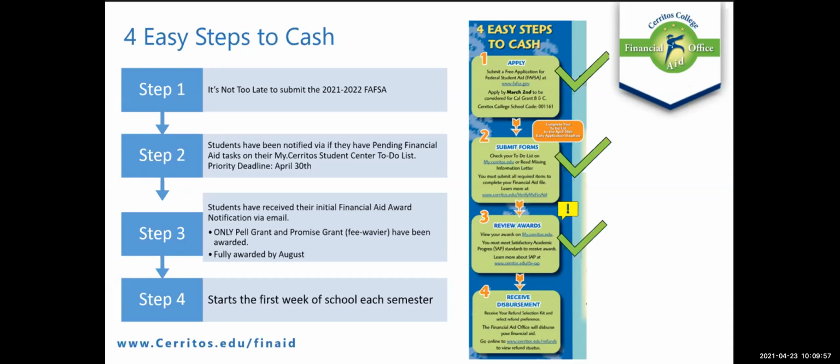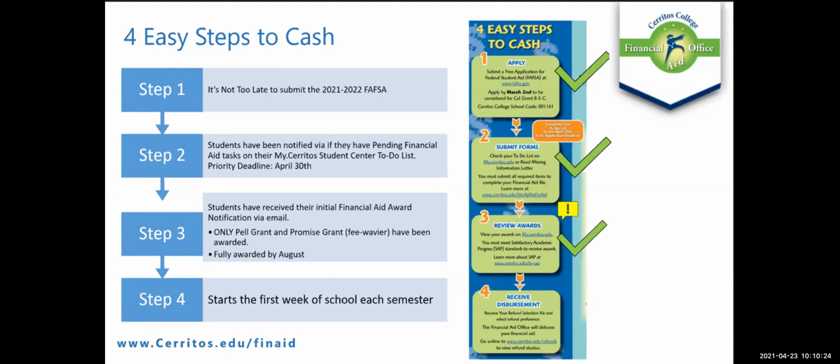Another thing I want to point out is if you miss the priority deadline to submit your forms by April 30th, that doesn't mean that you won't get your financial aid in time for school. But it's just a reminder to students that during summer, it's our busiest time of year. So it can take up to 4 to 6 weeks to process documents. So that's why we want to make sure you get those submitted to us as soon as possible.